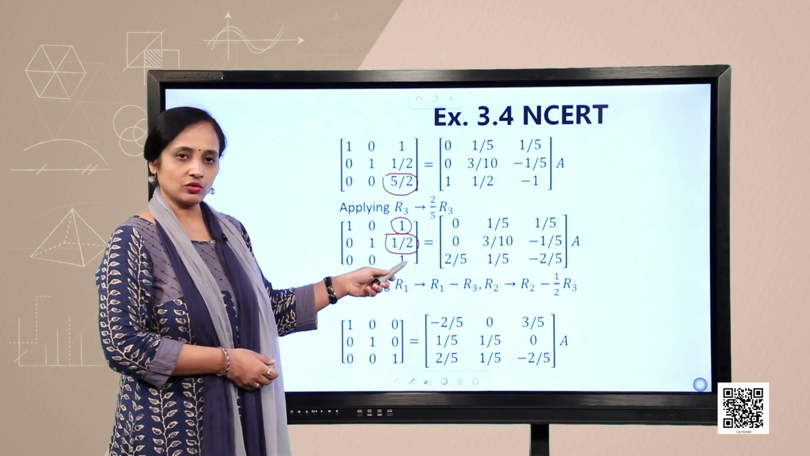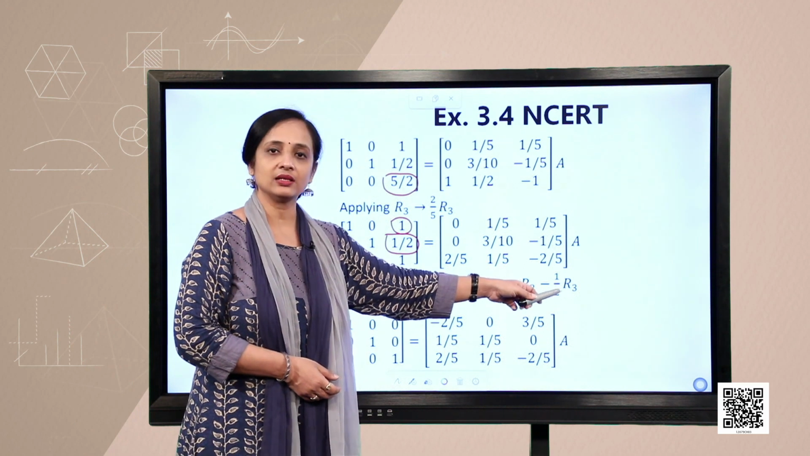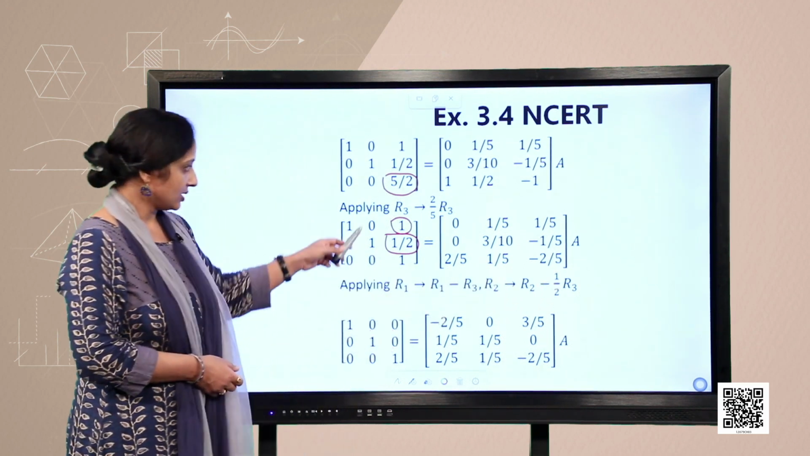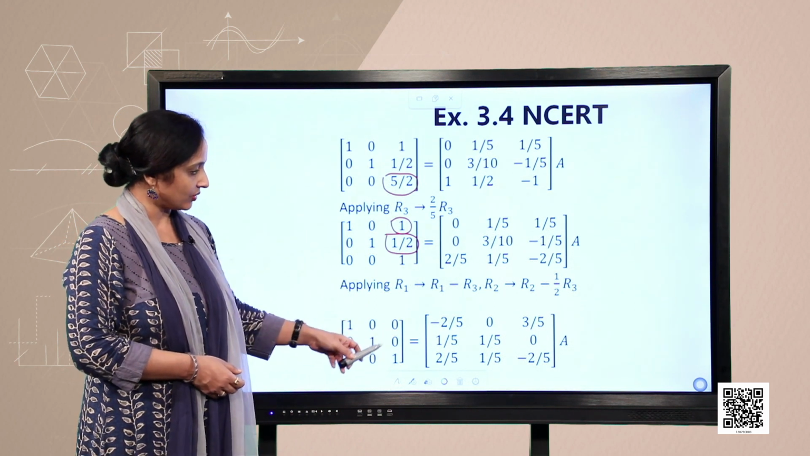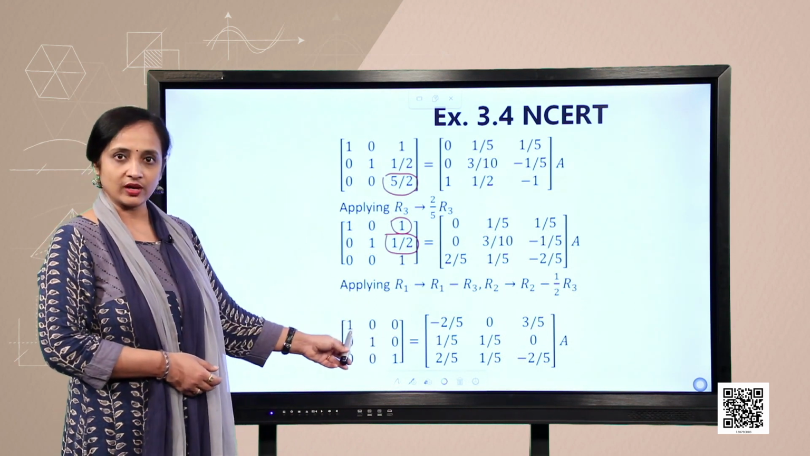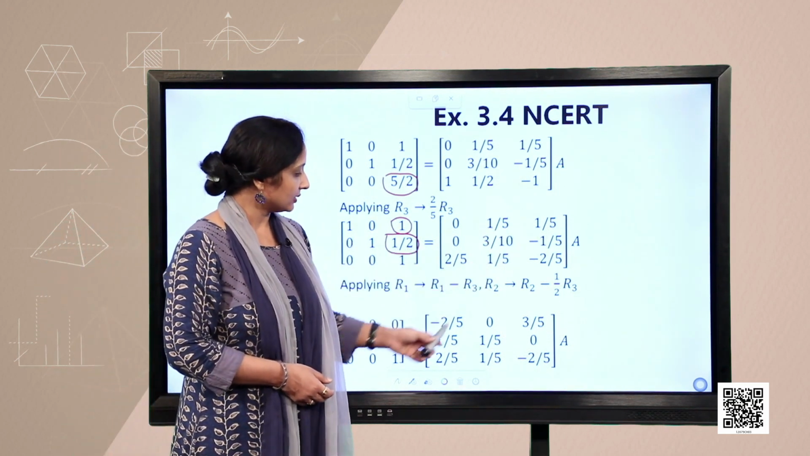Then 1 by 2 is also to be made 0. For that you can write R2 changes to R2 minus half R3. Apply these operations, you are getting 0 here, 0 and 1. You can see the other two 1s and 0s are intact. Same changes have to be made here.